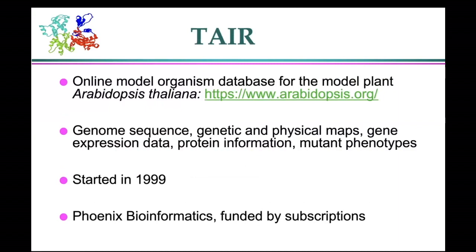And then here is an example I want to highlight. This is the so-called model organism database for the model plant Arabidopsis. As we know, that's really the most widely studied plant species by the research community. It has all kinds of information from sequence, genetics, physical map, gene expression, protein, mutation, etc. It was started in 1999, but interestingly, it actually could not sustain itself as free software. Initially, it was supported by the National Science Foundation, but later the National Science Foundation stopped supporting this resource, so they had to use a fee-based subscription model, and it is currently run by a non-profit organization called Phoenix Bioinformatics.